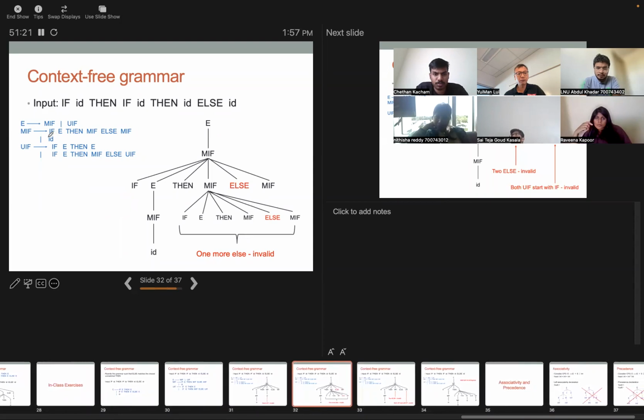So then leaving no choice, right? I have to choose the first route, for the MIF. And that is if ye, then MIF, else MIF, right? So in this case, I have two else, which does not match my input. Do you agree? So therefore, choosing the MIF, I exhaust all the possibilities for MIF, but this is not the right choice. Okay, but we still have another route, UIF.